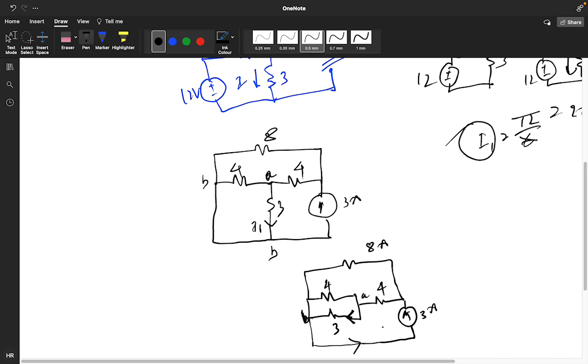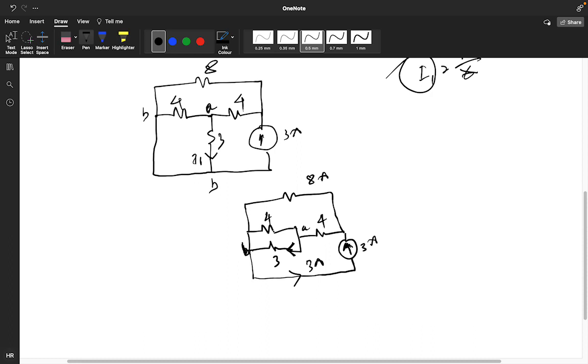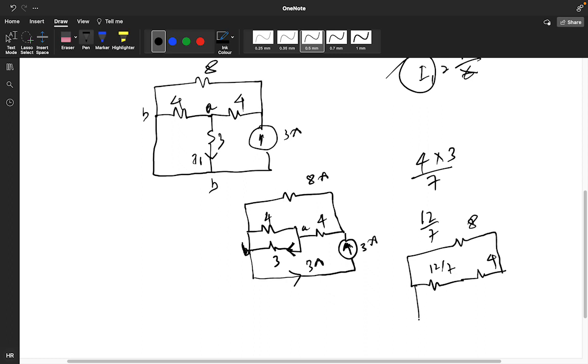And here, how much overall current is flowing? 3 ampere only, right? 3 ampere current will flow in this. Okay guys, if you solve this particular network, what will be the overall resistance in this? 4 into 3 divided by 7. So you are getting 12 by 7. This branch resistance is becoming 12 by 7. And this is your 4, and this is your 8, and you have a current like this.